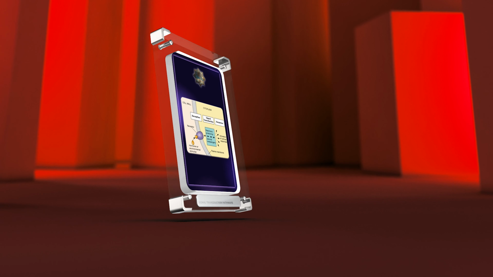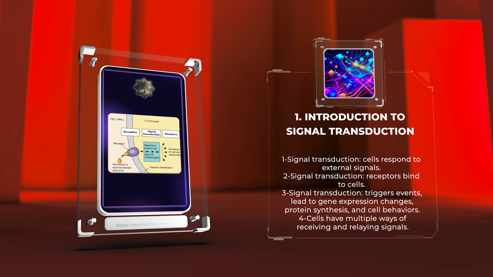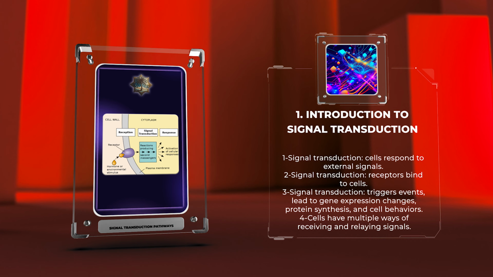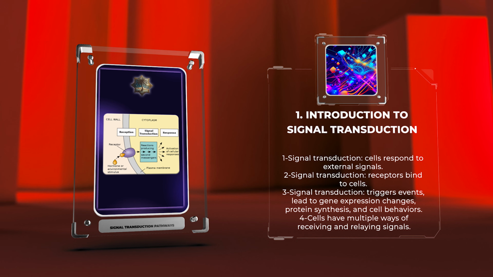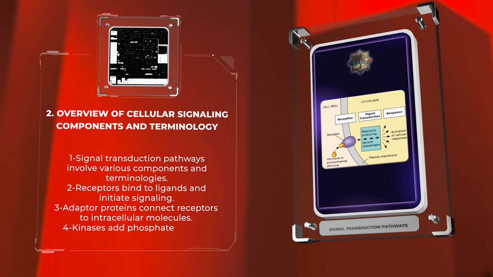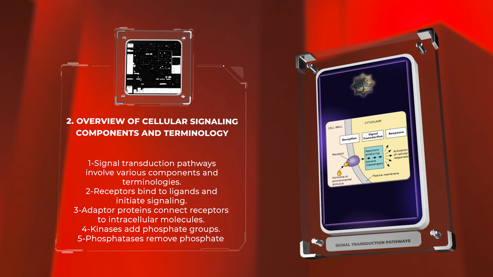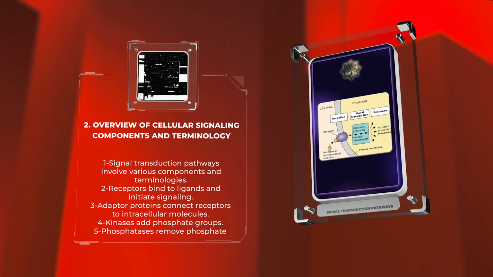Signal transduction is how cells respond to external signals and involves receptors binding to cells, triggering a series of events that lead to gene expression changes, protein synthesis, and cell behaviors. Cells have multiple ways of receiving and relaying signals to ensure accurate and specific responses. In summary, signal transduction pathways involve various components and terminologies. Receptors bind to ligands and initiate signaling, while adapter proteins connect receptors to intracellular molecules. Kinases add phosphate groups, phosphatases remove them, second messengers amplify signals, and transcription factors regulate gene expression in response to signaling.